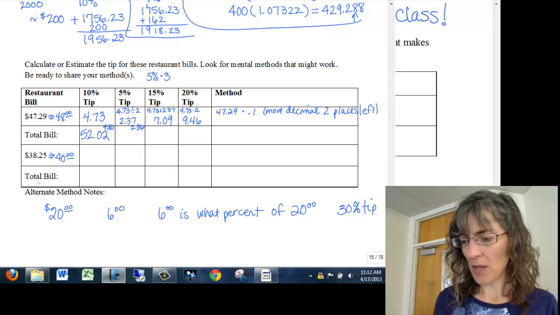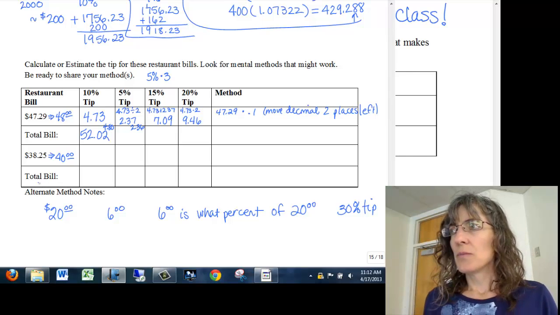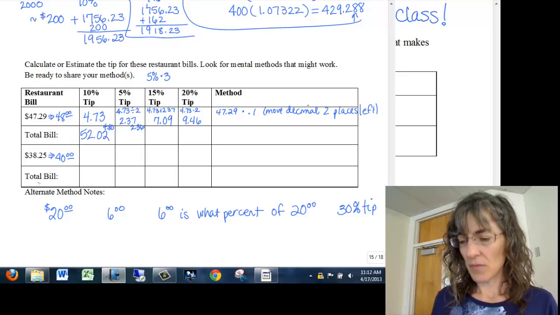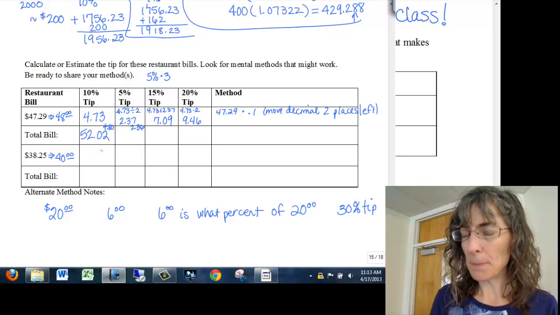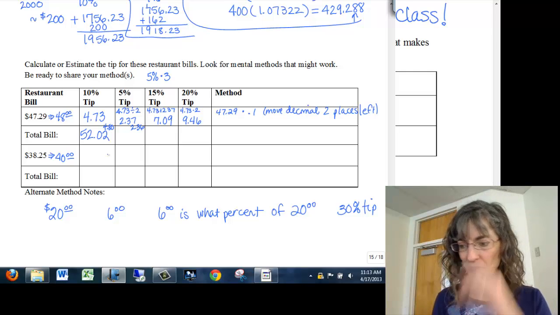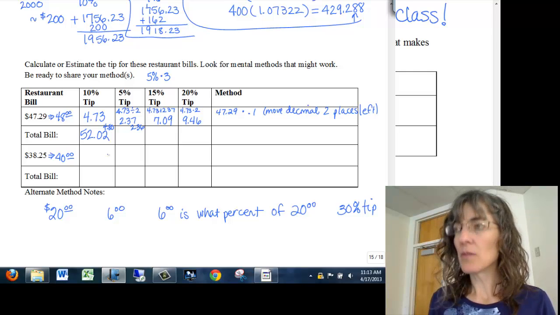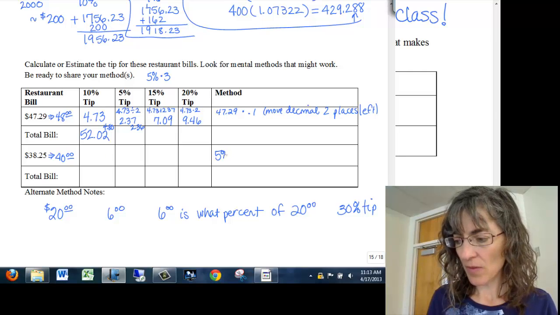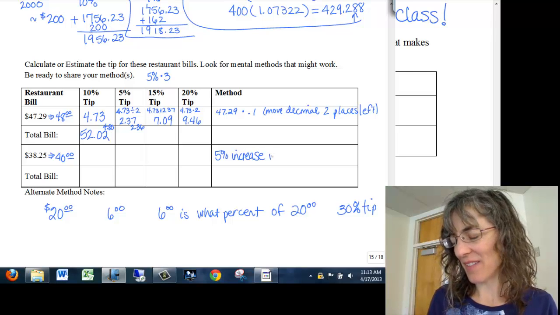And then what I did for the percentages, I turned them into decimals, and then I multiplied to find it. And what I noticed is that for every 5% increase in the tip, there's a $2 increase. That's how I've been telling you. So a few of you found that.